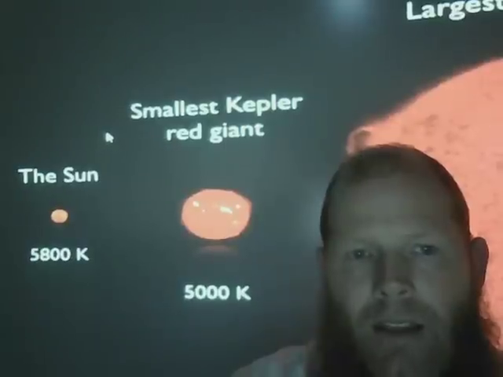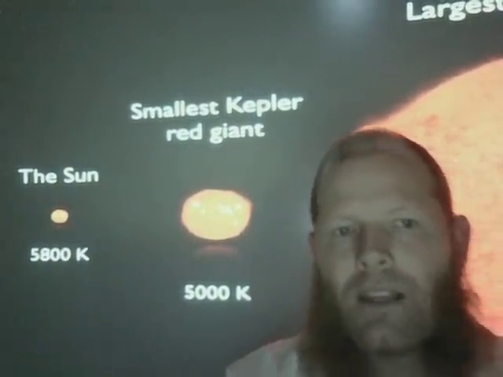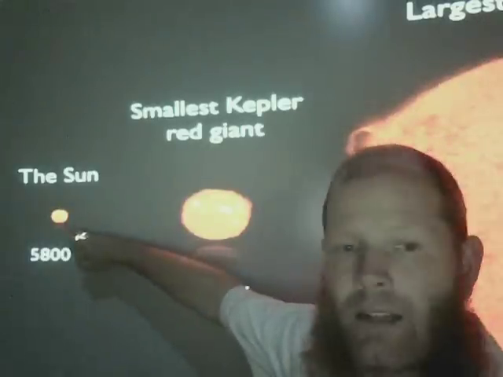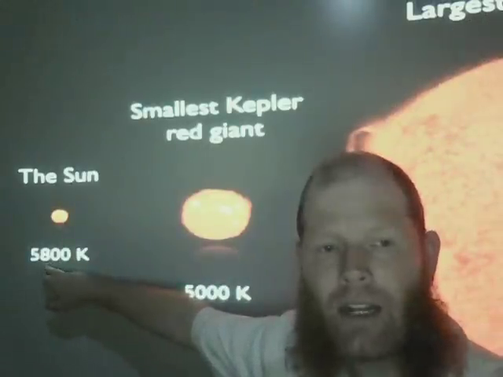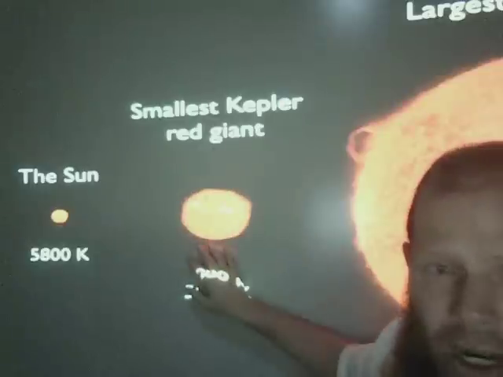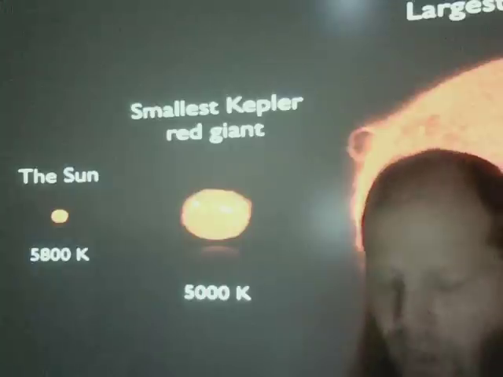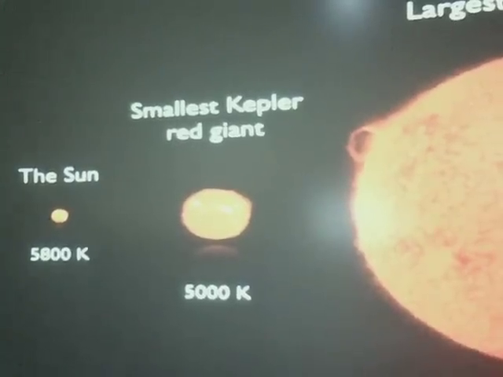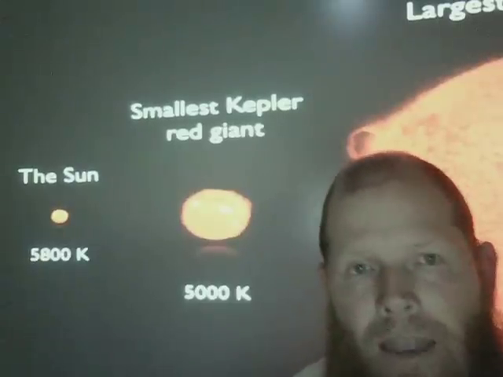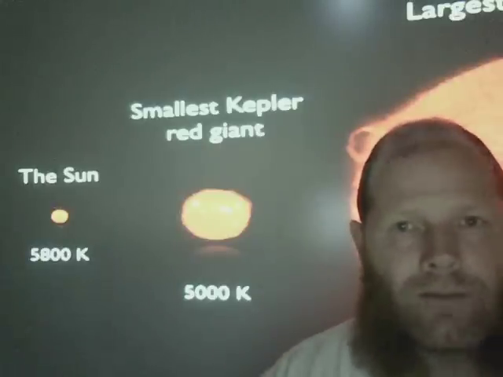As you can see in this picture, we take a look at the size of some of the red giants. So here's our sun, like I mentioned, currently at 5,800 Kelvin. And the smallest red giant will be just a little bit bigger than the sun, whereas the largest one you can see is massively larger than the sun. The sun will expand to be approximately the size of the orbit of Venus.